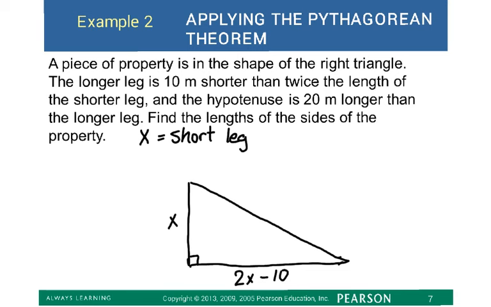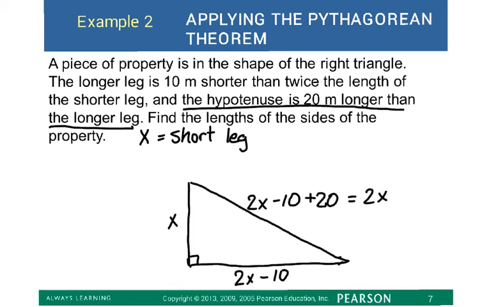And then for the hypotenuse, it says the hypotenuse is 20 meters longer than the longer leg. So we're going to just take the longer leg that we have here, the 2x minus 10, and add 20 to it. So let's see, 2x minus 10 plus 20, which ends up giving us 2x plus 10.